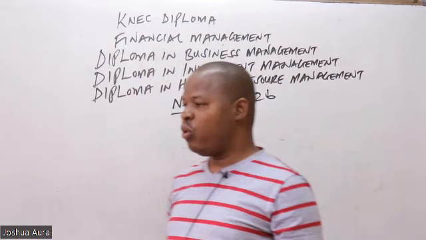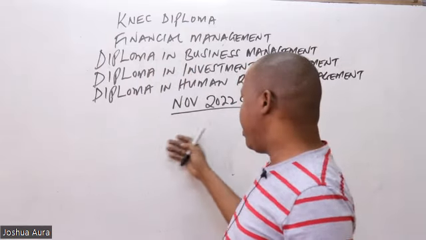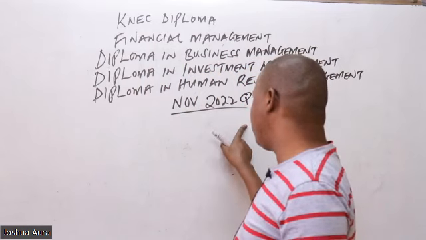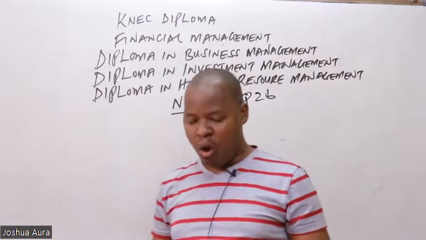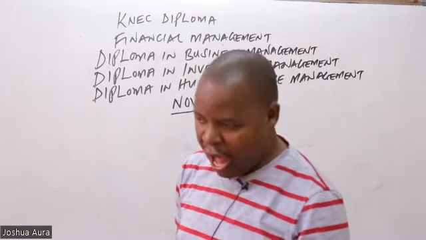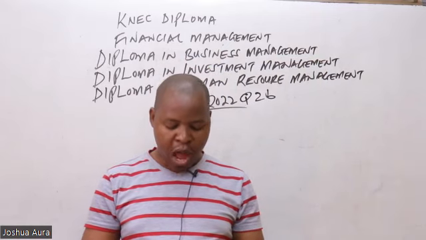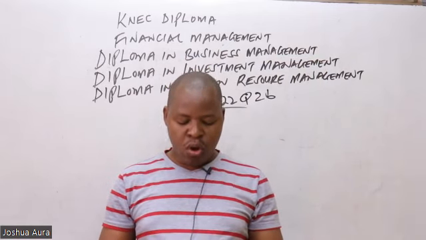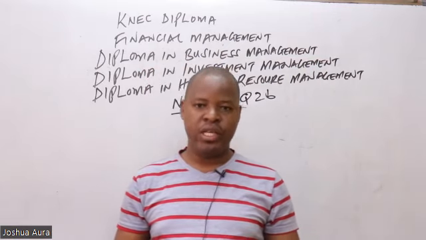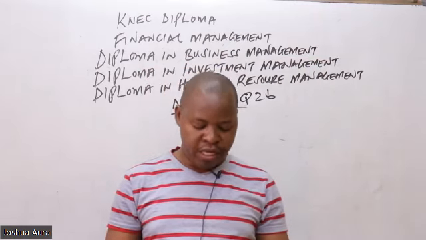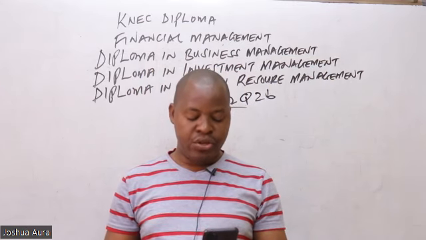To start with, we shall look at this question, which was tested in November 2022. Question 2B, loan amortization. Allow me to read that question so that we can solve it. It reads like this.